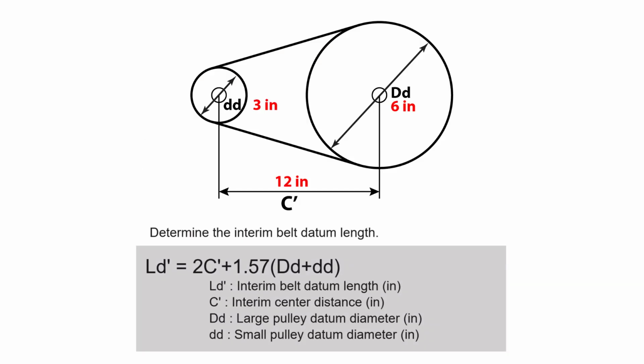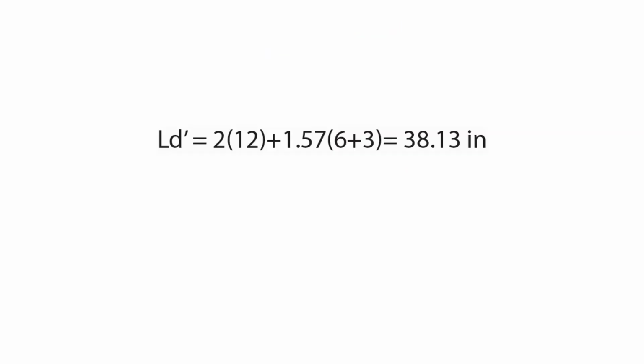Okay, this formula shows you how to calculate the interim belt datum length, or our initial length. C prime is our initial center distance, which in our case is 12 inch, where capital D is our bigger pulley diameter, 6 inch, and small d is our small pulley diameter, 3 inch. By substituting all these values into this formula, we will get our L_D prime, our initial length, 38.13.